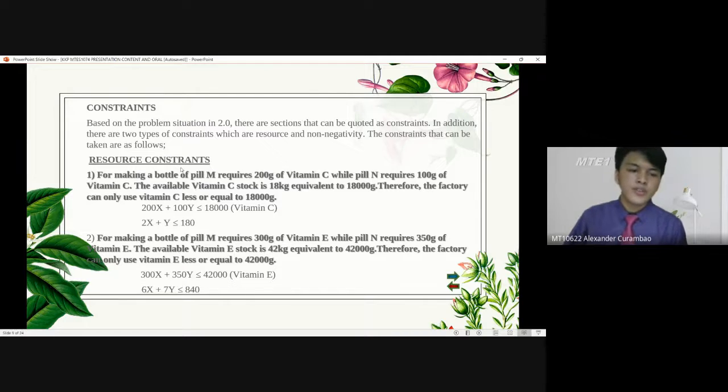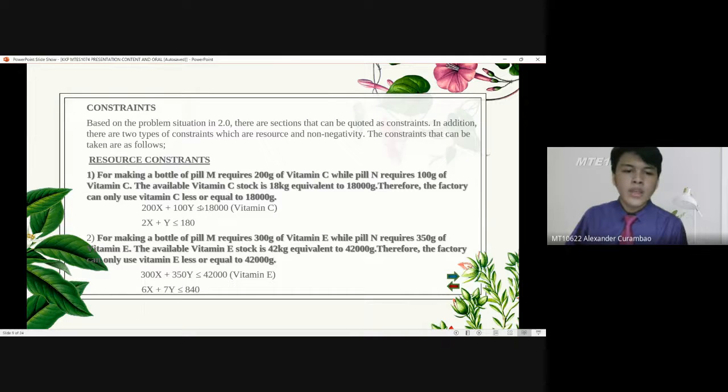For the resource constant, the first constant that we can get from the text is, for making a bottle of pill M requires 200 gram of vitamin C, while pill N requires 100 gram of vitamin C. The available vitamin C stock is 18 kilogram, equivalent to 18,000 gram. Therefore, the factory can only use vitamin C less or equal to 18,000 gram. So 200 and 100 is the gram for the vitamin C. X is the bottle of pill M, and Y is the bottle of pill N. So if we add it all up, we get the total amount of vitamin C that has been used.